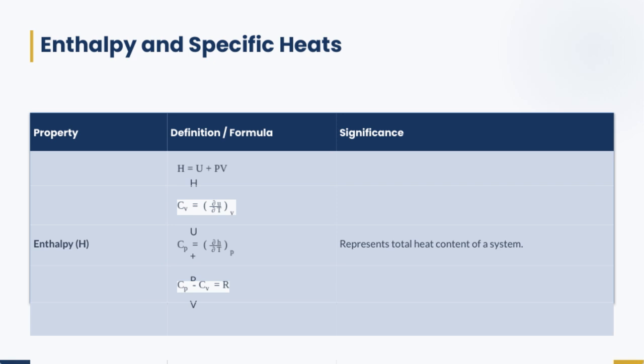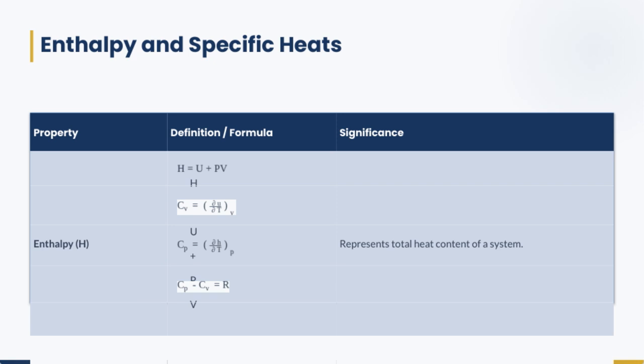Similarly, specific heat at constant pressure, Cp, is the partial derivative of enthalpy, H, with respect to temperature, T, but at constant pressure. This indicates how much energy is required to raise the temperature when the system is allowed to expand or contract at constant pressure.